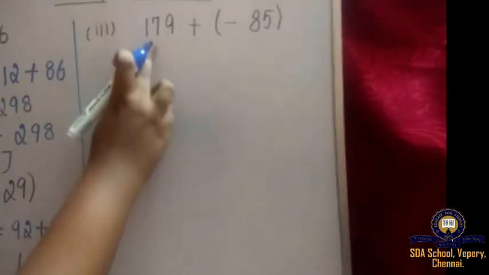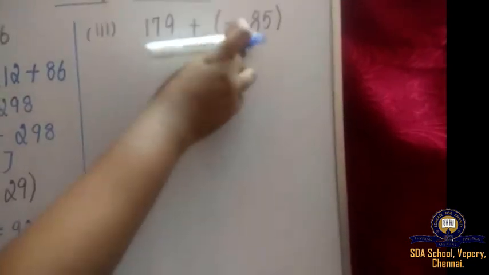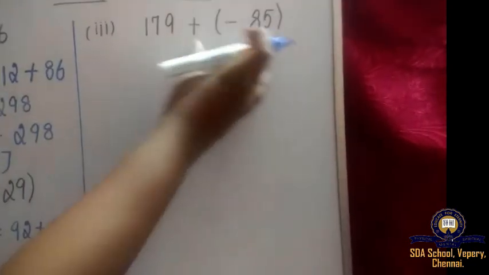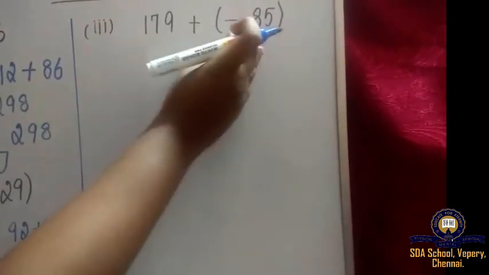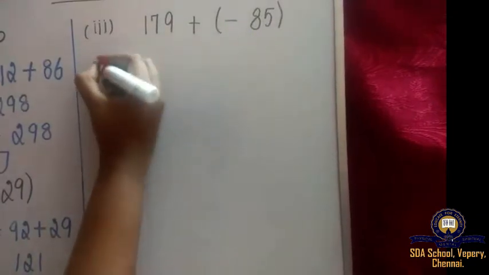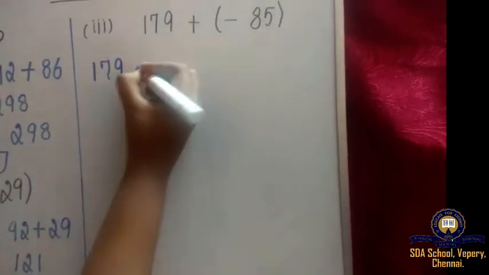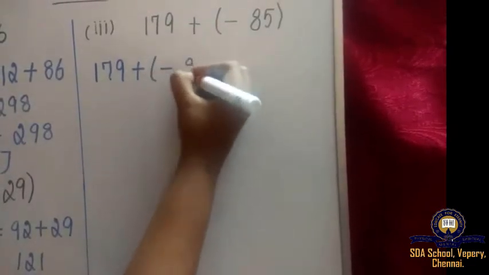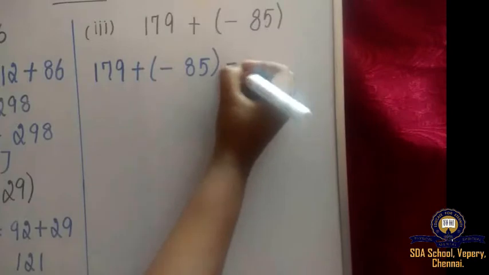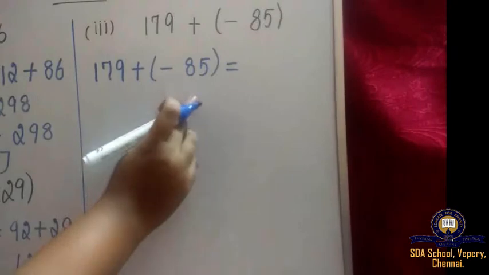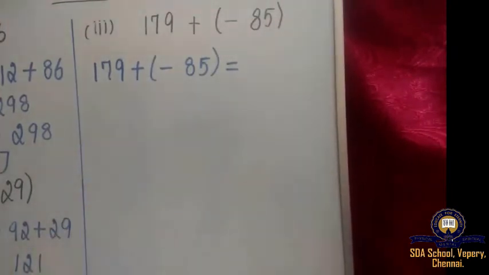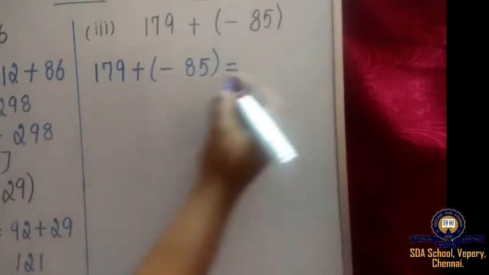Third question, 179 plus minus 85. Here the two integers have different signs. 179 has a positive sign and 85 has a negative sign. So first, what you have to do, you have to find the absolute values. What is the absolute value of 179? It is 179, and the absolute value of minus 85 will be 85, right? Then you have to subtract the absolute value of the smaller number from the greater number. So you have to subtract.